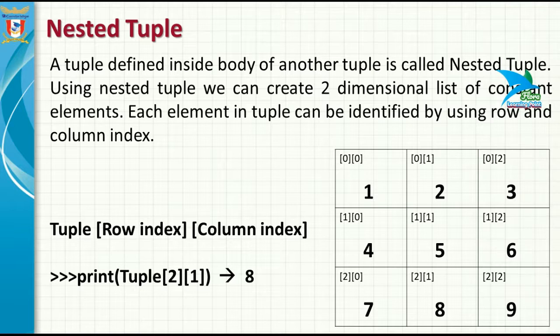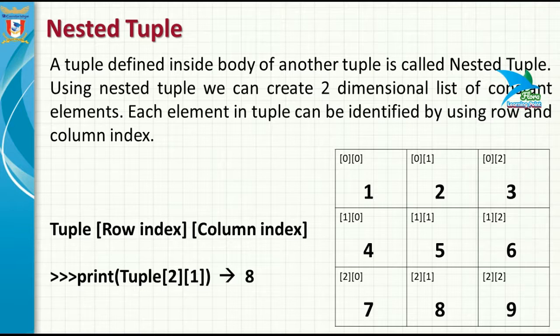Using a nested tuple, we can create a two-dimensional list of constants, as we know that a tuple can contain a list of constant values. These are immutable values, and we can't change the position or the value of any tuple element after creation. So it's a two-dimensional list of constants.